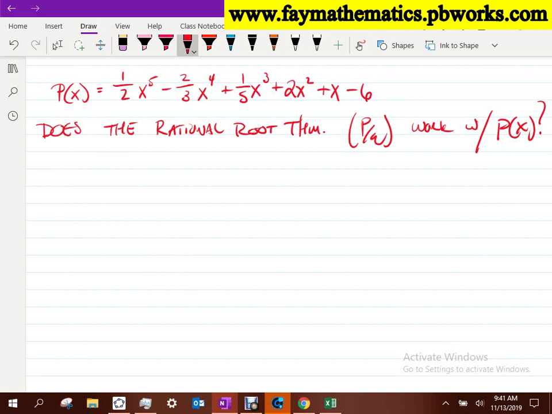Maybe you can answer that thinking, well, why would he even ask that question? Because normally, if it worked, we would just start doing it, right? So what's the answer to that? Does it work with P of X, just based off that logic? It does not. Okay? The rational root theorem does not work here. Does anybody know why?